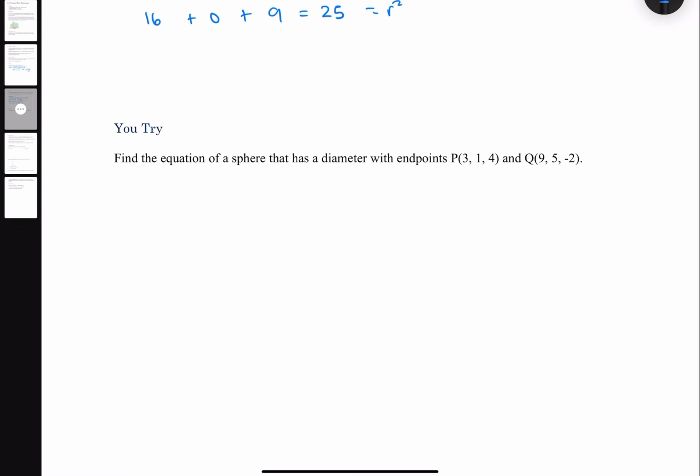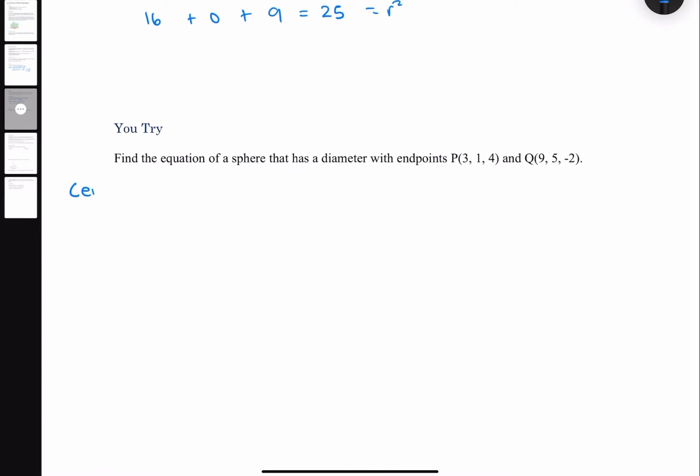So we have the equation of a sphere that has a diameter with those endpoints, and you have to find the equation. And maybe you can graph it in GeoGebra to verify that you did it correctly. All right. So to get our center, we need to find the midpoint of the diameter.